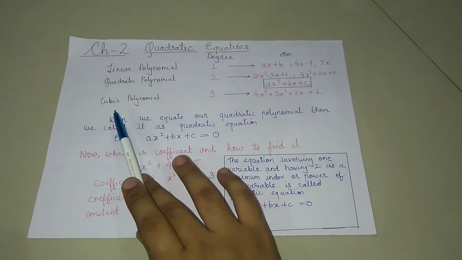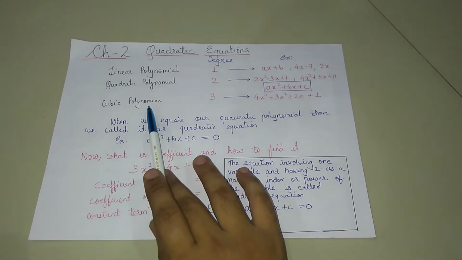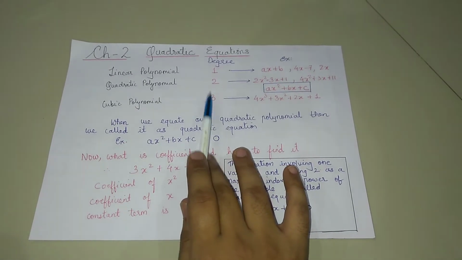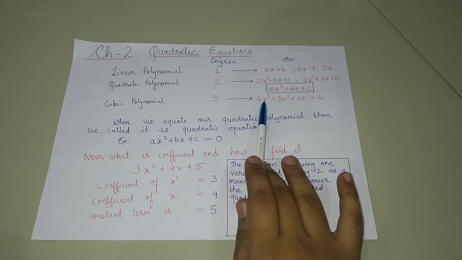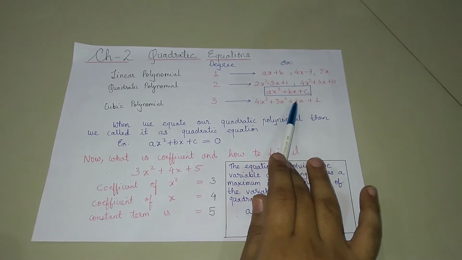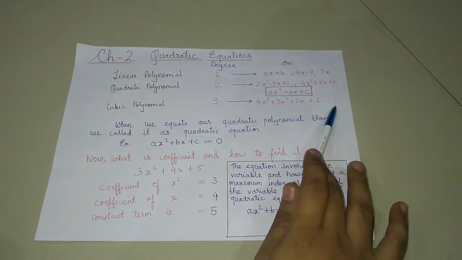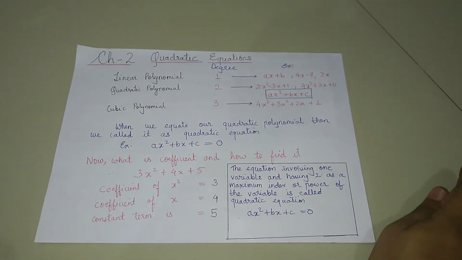Now we will see what a cubic polynomial is. A cubic polynomial means it has degree 3. So 4x cube plus 3x square plus 2x plus 1, we can say this is a cubic polynomial.